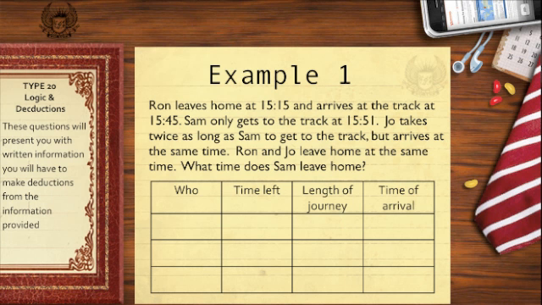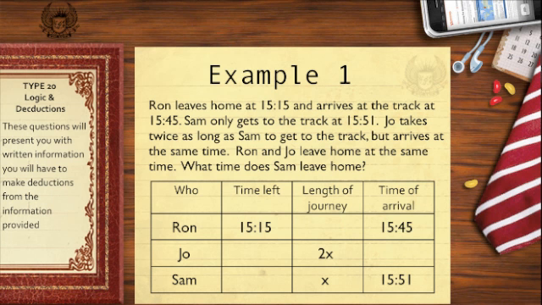Set up a quick table and figure out what information you've been given. You've got the whos, the time they left, the length of their journeys, and the time of arrival. So let's add into the table what we know. What do we know about Ron? Well, he left at 15:15 and he arrived at 15:45. Okay, so what do we know about Sam? Well, Sam arrived at 15:51 and Joe takes twice as long as Sam to get there.